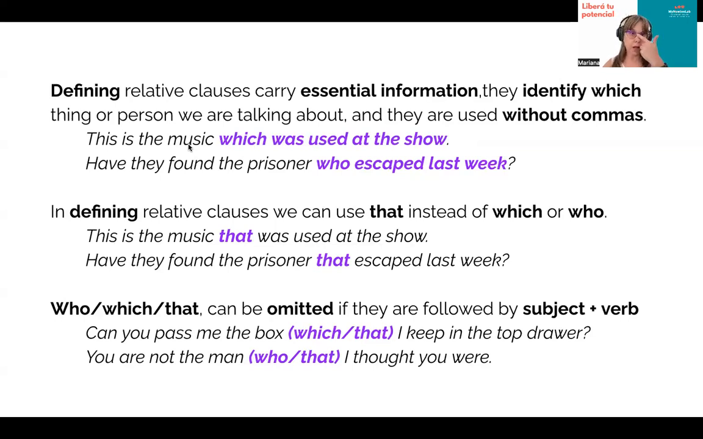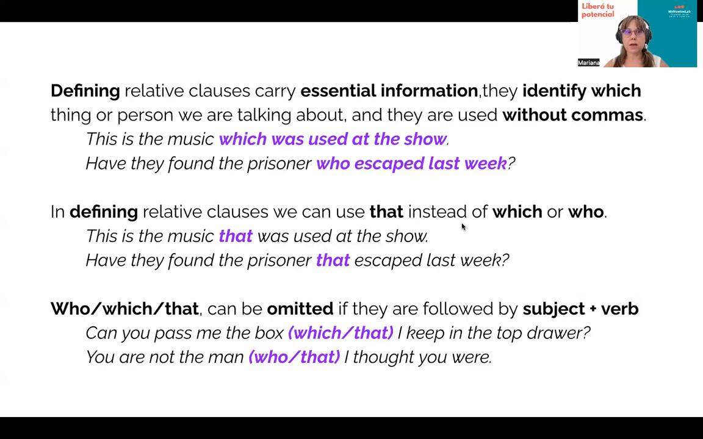As you already know, the relative pronoun is which because we are talking about a thing, an object. When the antecedent of the relative clause is a person, the relative pronoun is who. Have they found the prisoner who escaped last week? So you can see here also, and probably you are very used to doing that, you can replace the which or the who with the that. And it's also possible without any difference in meaning.